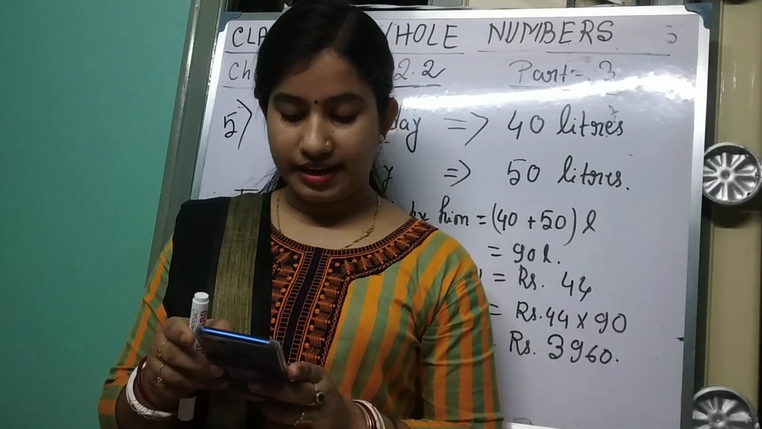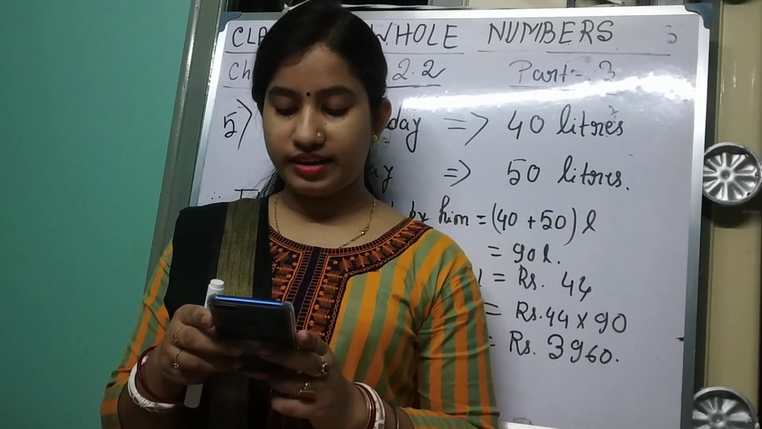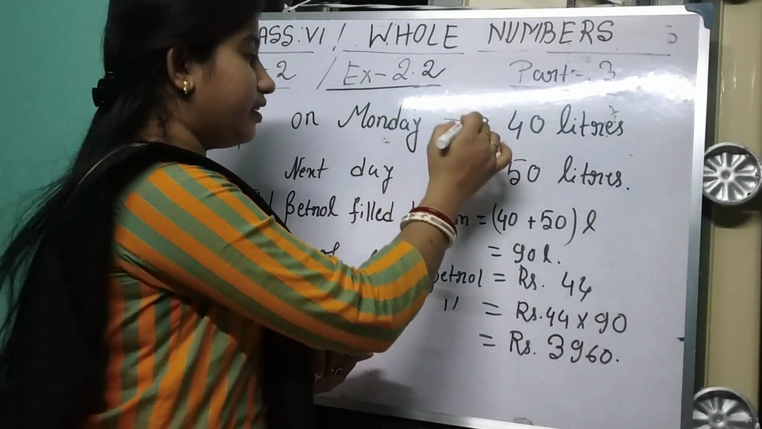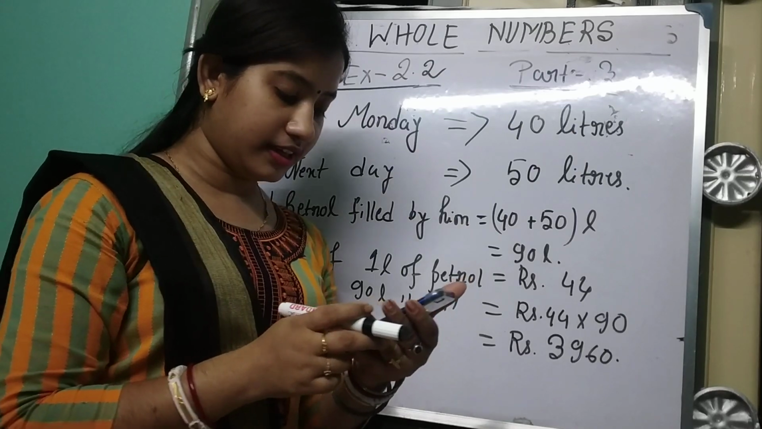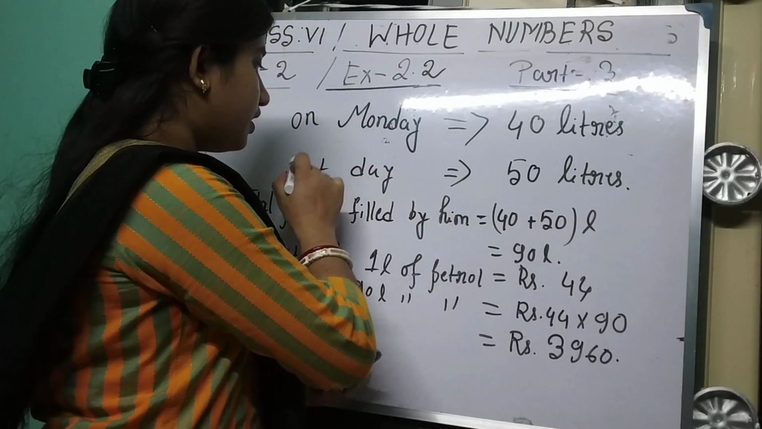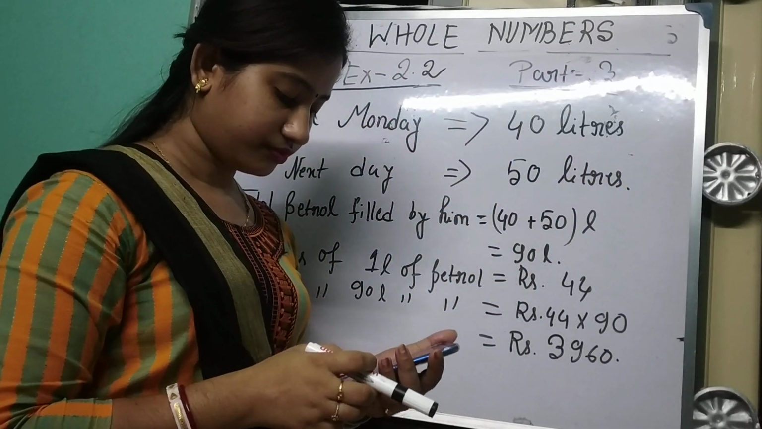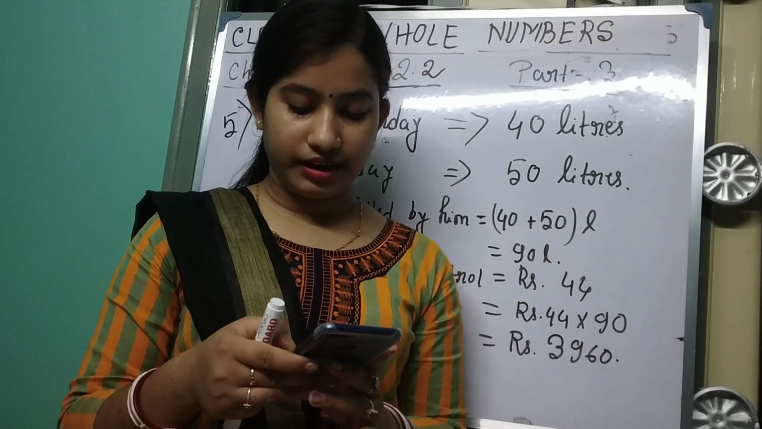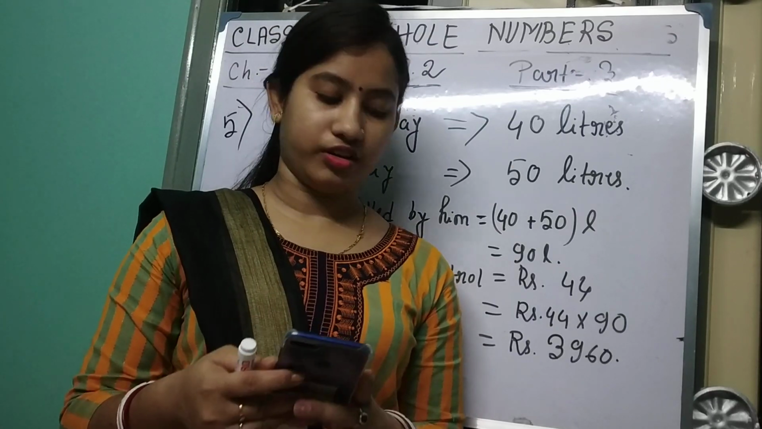A taxi driver filled his car petrol tank with 40 liters of petrol on Monday. So on Monday he filled 40 liters of petrol, and the next day he filled the tank with 50 liters of petrol. If the petrol cost is 44 per liter, how much did he spend in all on petrol?